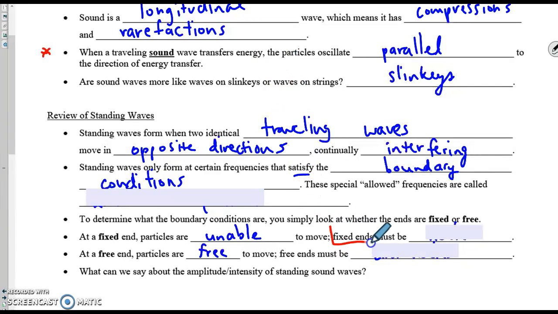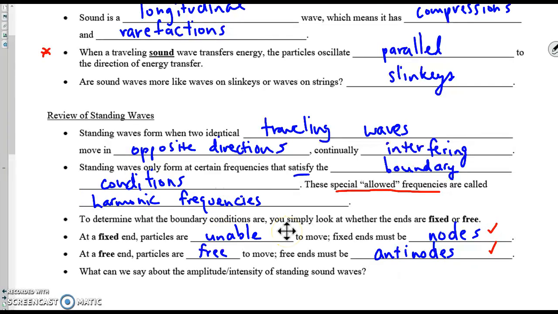Here's the fixed end condition. Fixed ends must be nodes. And free ends have a different boundary condition. Those must be antinodes. These special allowed frequencies, the special ones where we can form standing waves that satisfy the conditions of the boundary, we call those special frequencies harmonic frequencies.